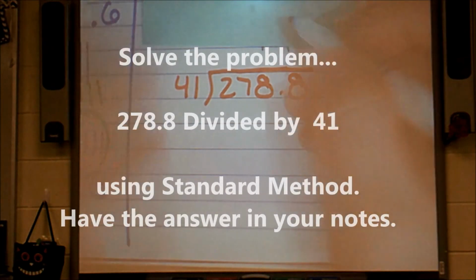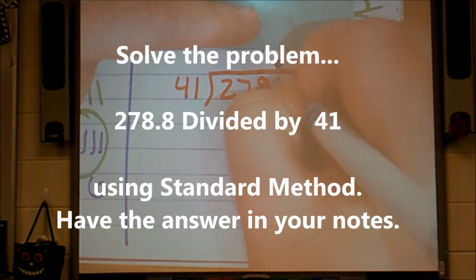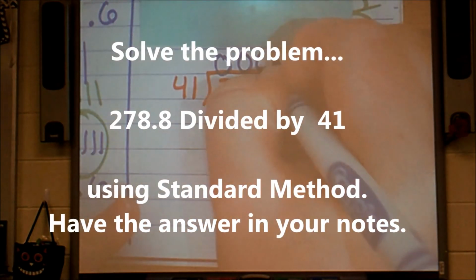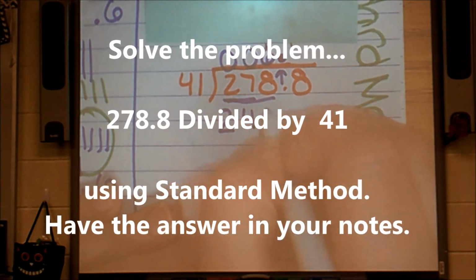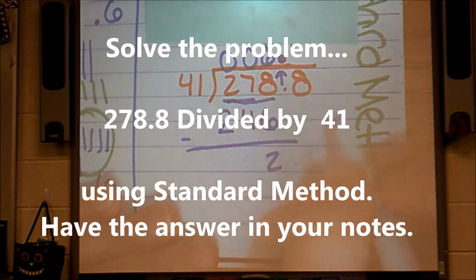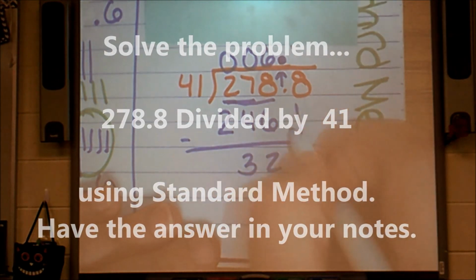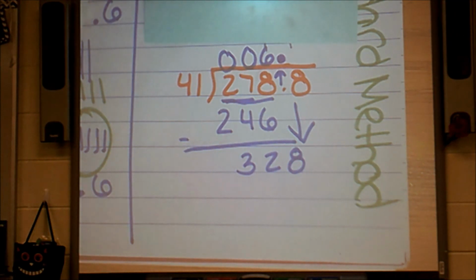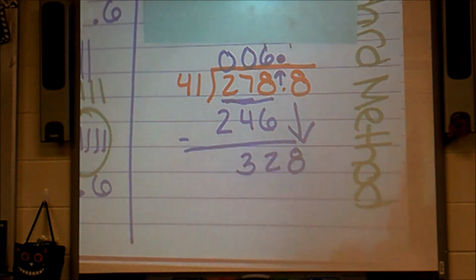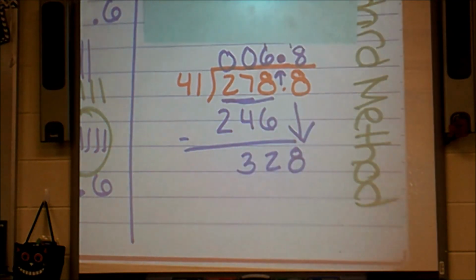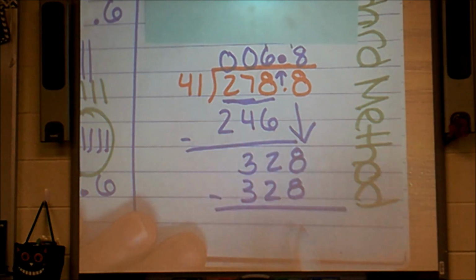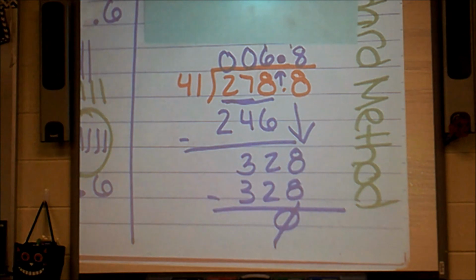So just as we said before, my UFO goes straight up. 6 times, product of 246. Subtract to get 32. Bring down my 8. 41 into 328 gives me an answer of 8. Multiply it out and I get a product of 328. Subtract and I get 0. So my final answer to that question is 6 and 8/10.